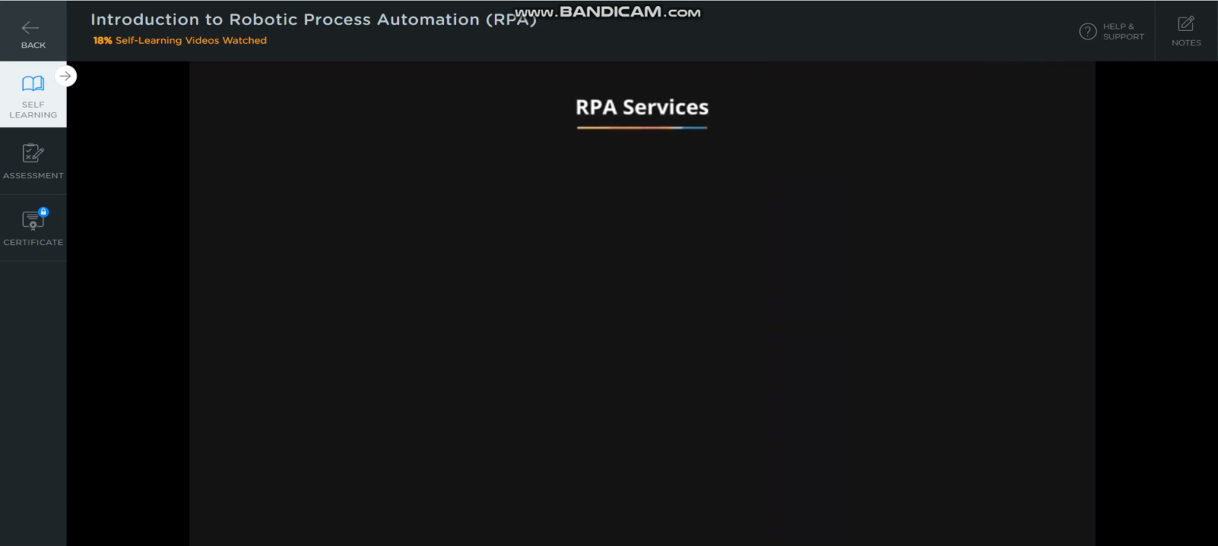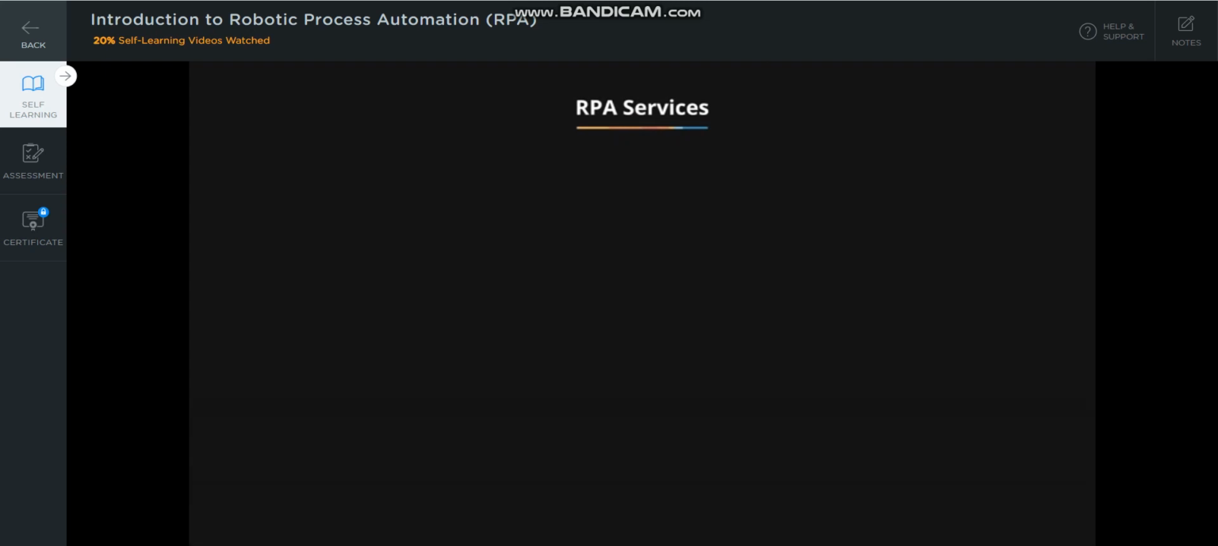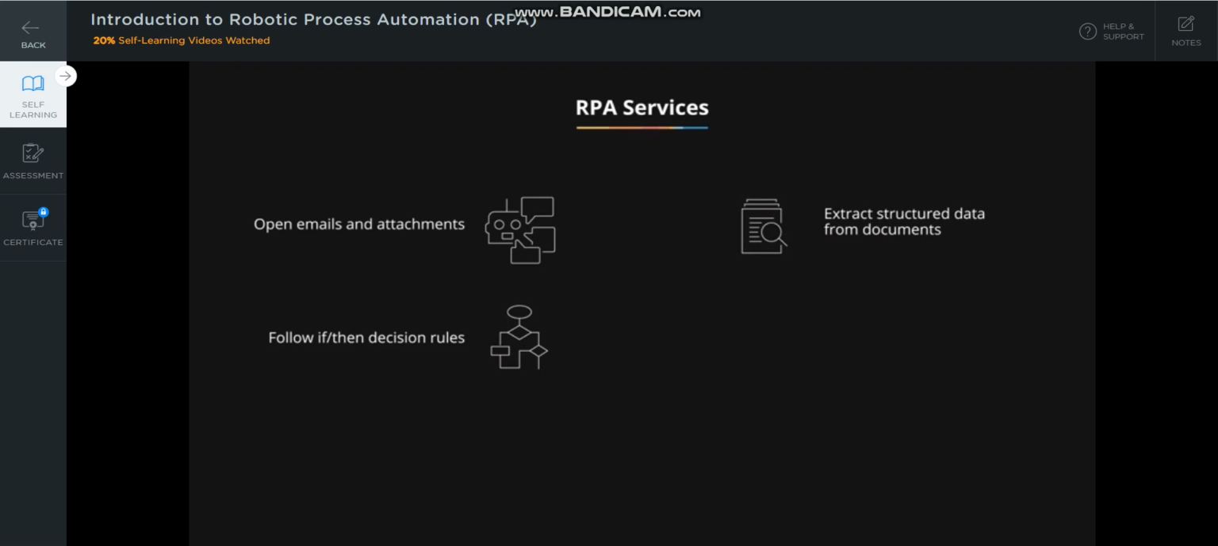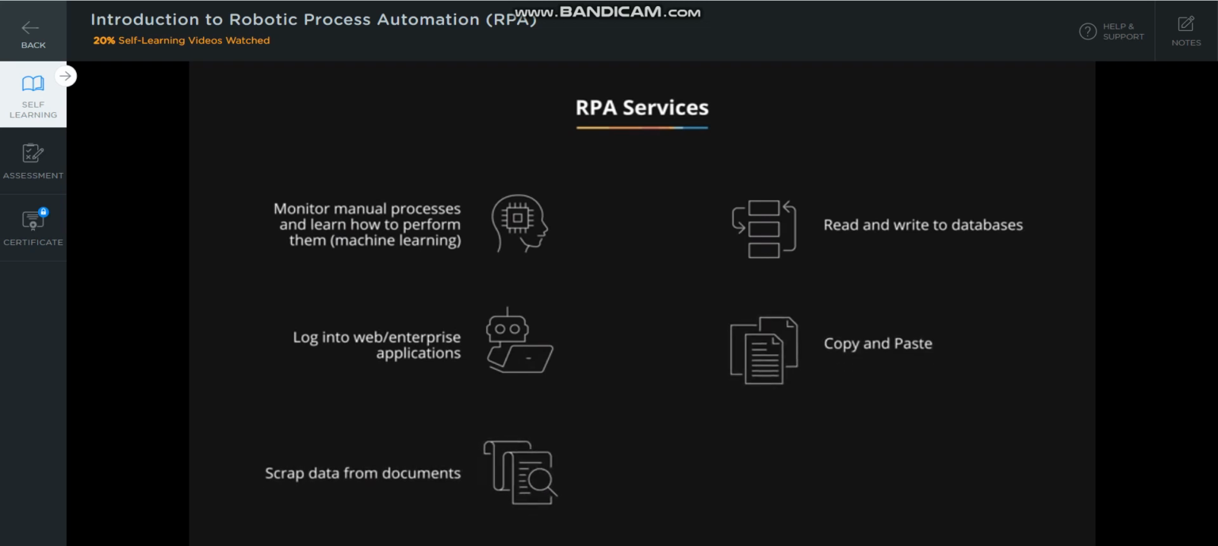Common RPA services include common business process and activities like open emails and attachments, extract structured data from documents, follow if-then decision rules, fill in forms and move files and folders, connect to system APIs, make complex calculations, monitor manual processes and learn how to perform them, for example, machine learning, read and write to databases, log into web or enterprise applications, copy and paste, scrape data from documents, and so on.